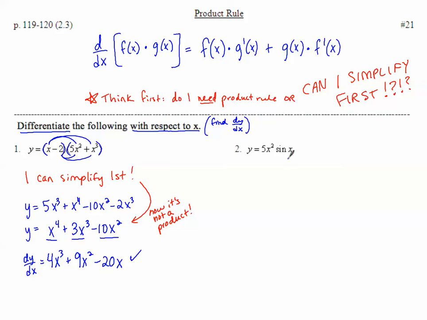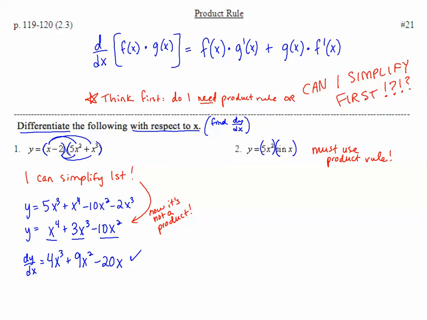Now, how about number 2? Is there any way to make this not a product? What do I have? 5x squared, there's something with x in it, times sine of x, something else with x in it. Now, those parentheses weren't there, but those help me distinguish between the factors of x. Something with x times something else with x. I can't make this not a product, so I'm going to have to use the product rule. I must use the product rule here because I can't make it not a product.